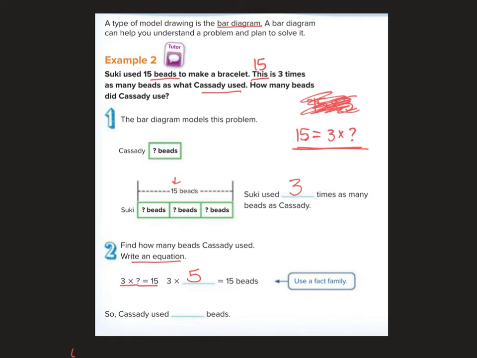3 times 5 is 15. 5, 10, 15, right? That's 3 5s makes 15. So Cassidy used 15 beads.